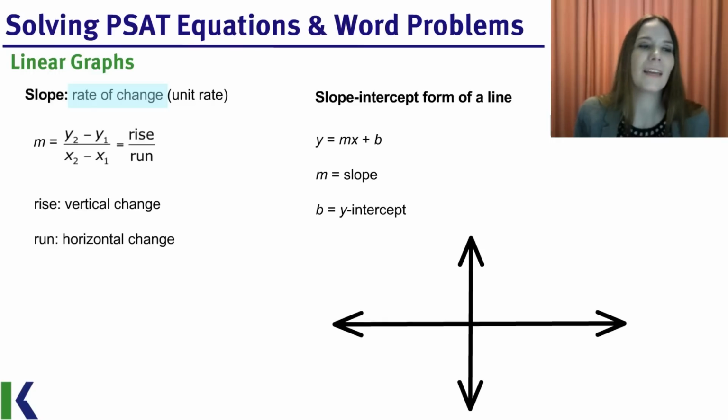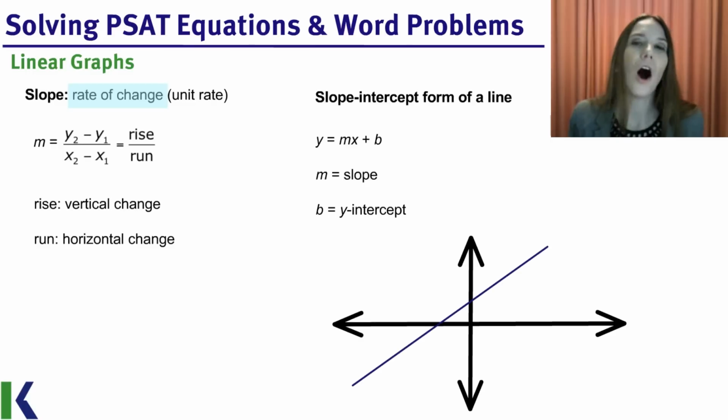But we know something else about the y-intercept. What is the x value always going to be of the y-intercept? So if there's my y-intercept, what is my x value? This always occurs where x equals 0. So the y-intercept is always (0, b).